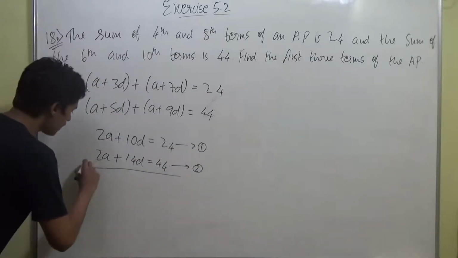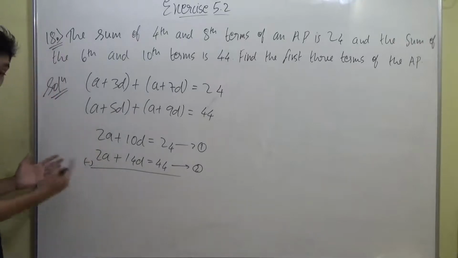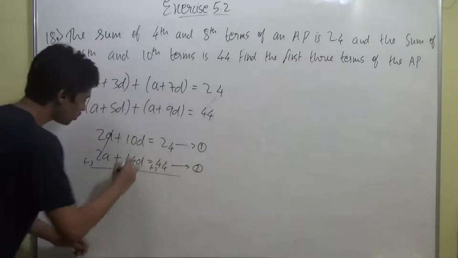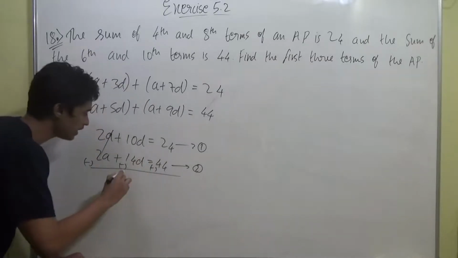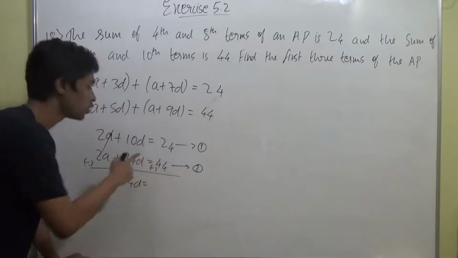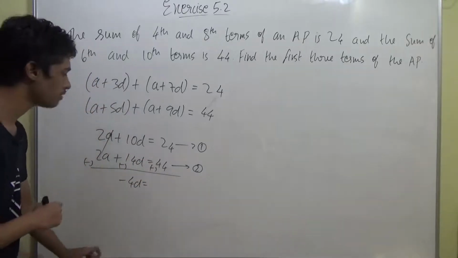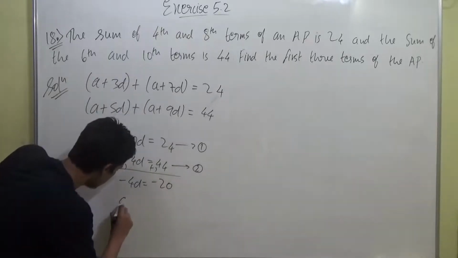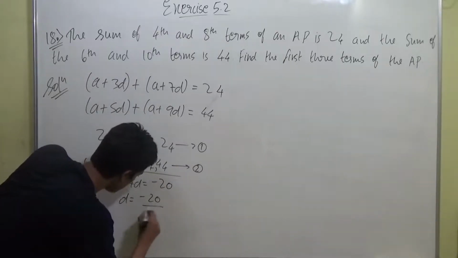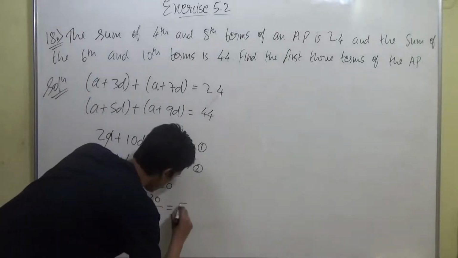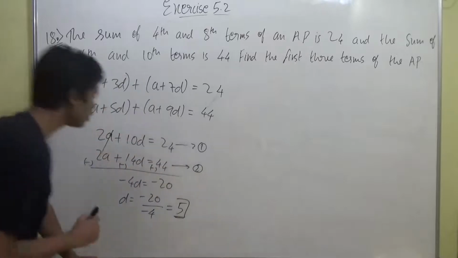Now let's start subtracting so that we can eliminate one variable and find the value of another variable. This is going to become minus 4D. 10D minus 14D is minus 4D, equal to 24 minus 44, which is minus 20. So from here D will become minus 20 by minus 4. The minus signs get cancelled, 20 by 4 becomes 5. So the value of D is 5.